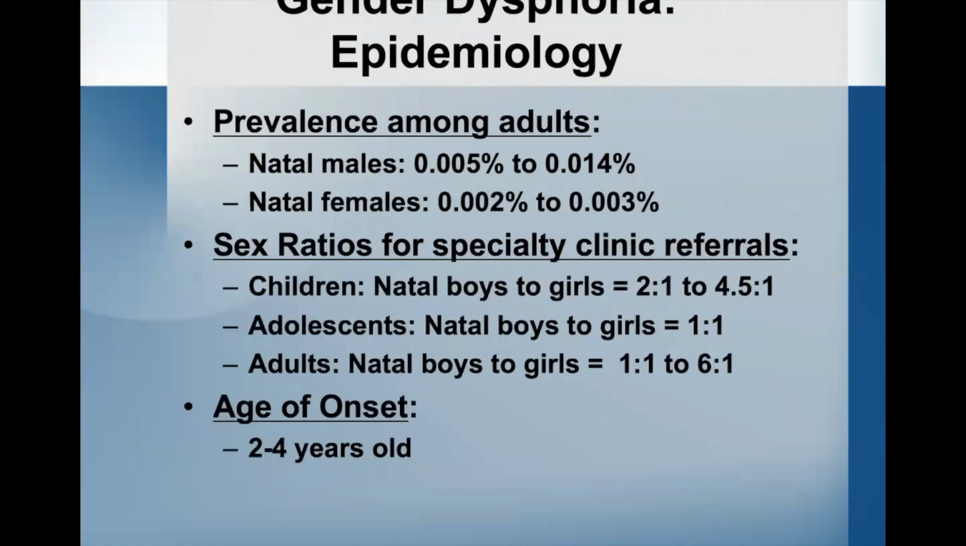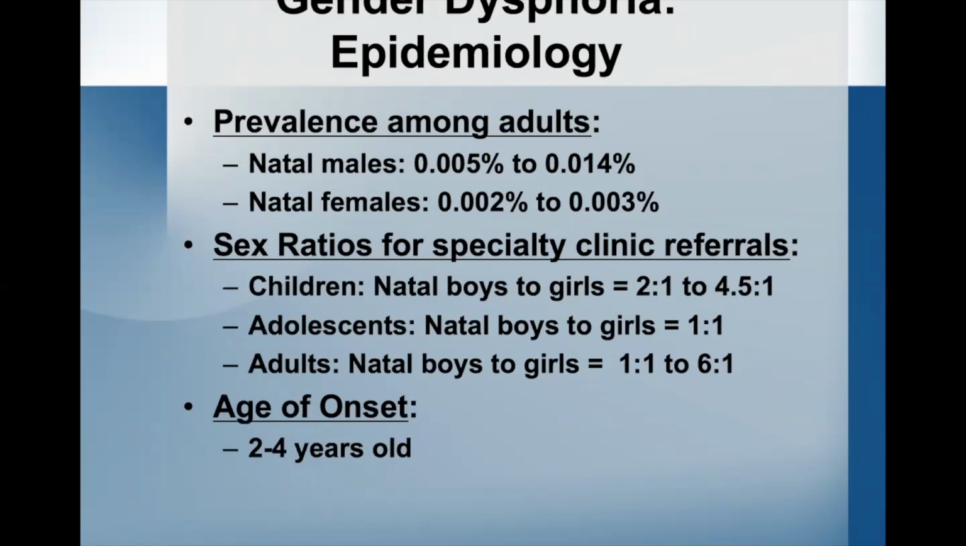As the video noted, the prevalence of gender dysphoria at diagnosable levels is very, very rare. About 1 in 37,000 males and 1 in 150,000 females. When we look at sex differences in the rates of referrals to specialty clinics, they do vary when you look at different age groups. So for children, natal boys to girls, meaning they were born and their assigned sex was male, but their desired gender is to be a girl, this is anywhere from a 2-to-1 ratio to a 4.5-to-1 ratio for children. Among adolescents, the rates even out to natal boys to girls being about 1-to-1.